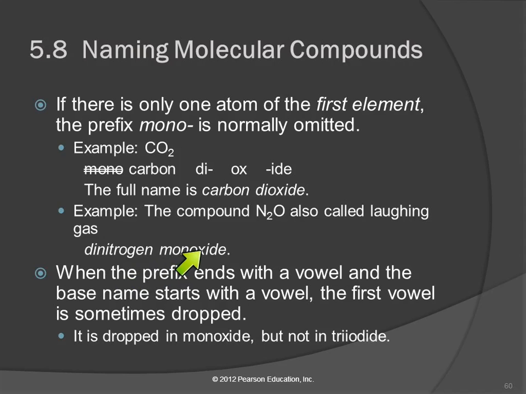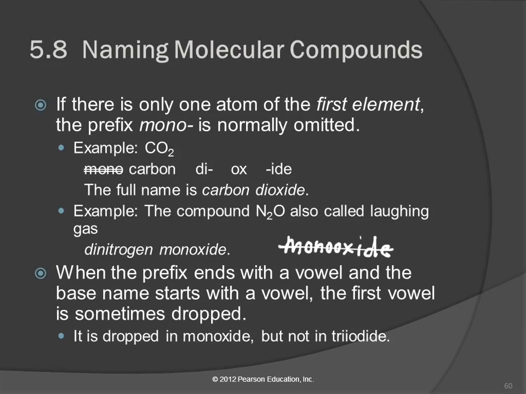Now you might say, what happened to the other O? Well, we sometimes drop that vowel and sometimes not. And again, I'm not going to try to trick you on this. But am I wrong, or does this look weird? Monooxide, it looks like monoxide. You know, it's just weird. We don't do that. It looks weird. So frequently, when the prefix ends with a vowel and the element's base name starts with a vowel, we often, but not always, drop the last vowel of the prefix.